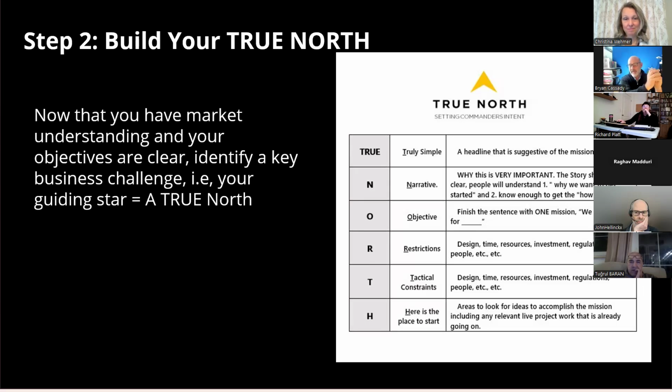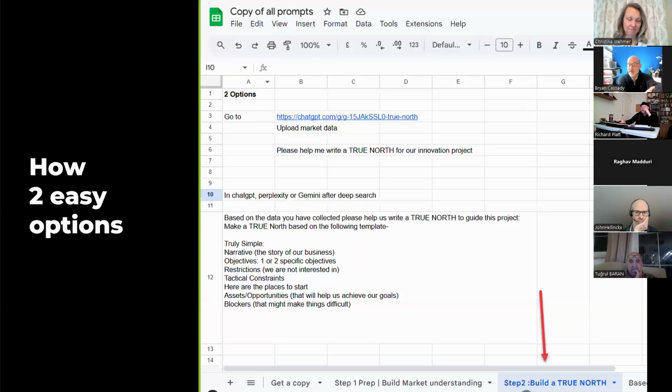And the way that you make this best is you start with market data and then you use human insight and you work together. Now, there's two easy options to do this with. There's actually three. One is we have a GPT that runs to do this. If you fill in the evaluation form at the end, you go to the GPT, you upload your deep search data, and you say, please help me write a True North. And it will give you an outline for an innovation objective.